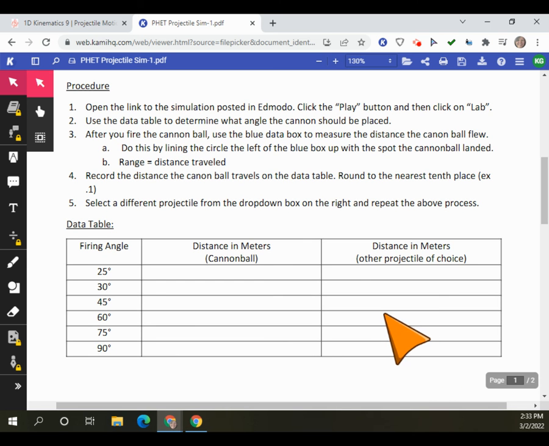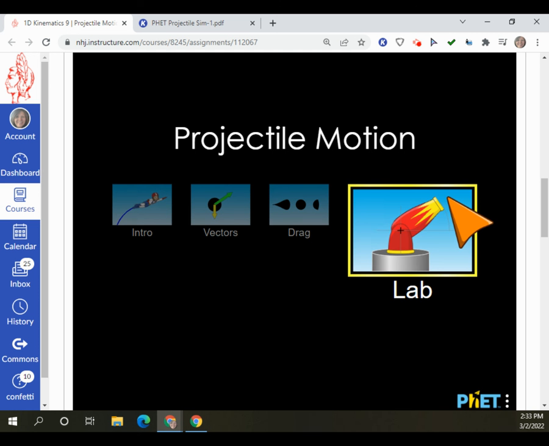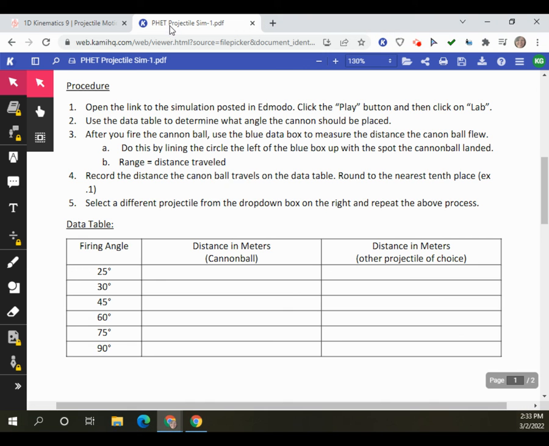Okay, and so let's go ahead and jump in and follow these instructions here. And so it said to go ahead to the lab part. Okay, and we want to have a cannonball as the thing that we're going to use first. And what does it tell us? It says firing angle of 25 degrees.